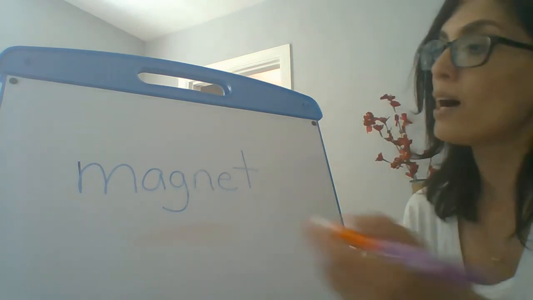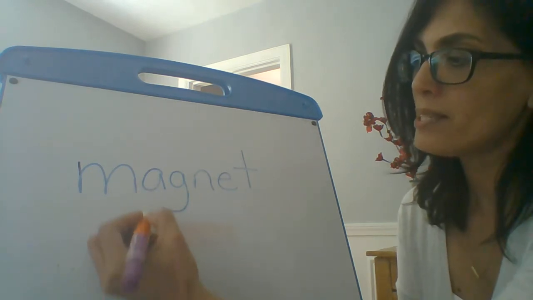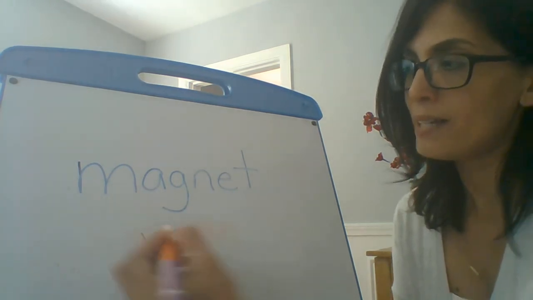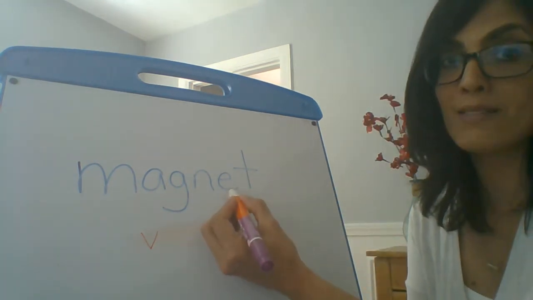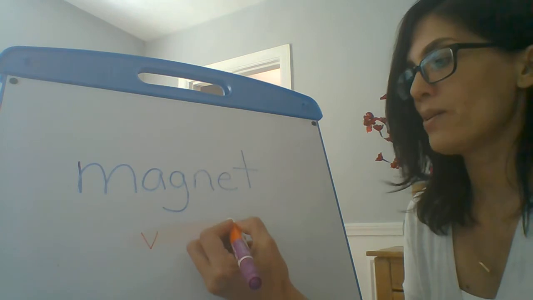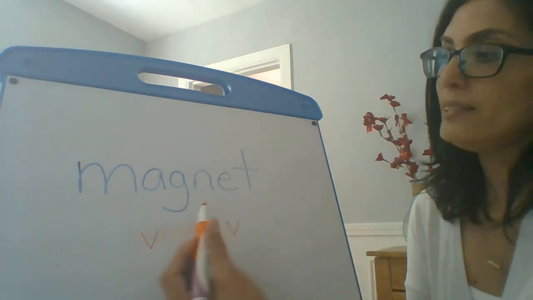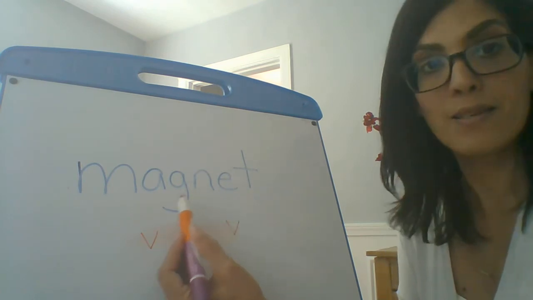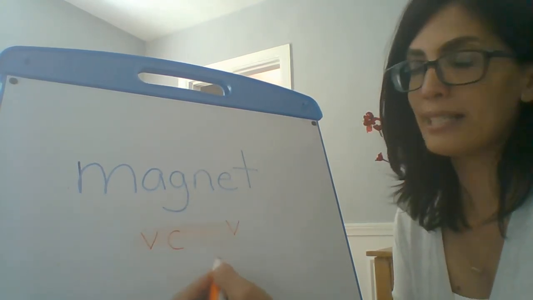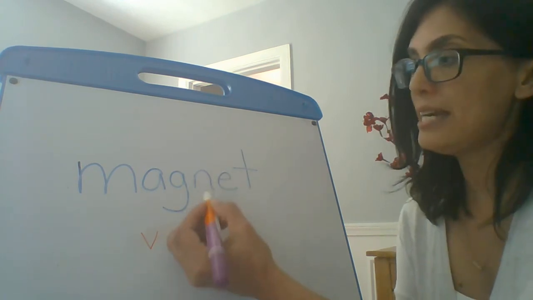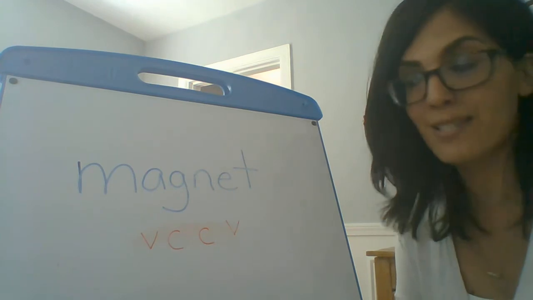So let me find my vowels. Oh, look, here's my vowel A. Right underneath the A, I'm going to write a V for vowel. And now my next vowel is an E. So I'm going to go ahead and label that with another V for vowel. Now look, I have two consonants between my vowels. G is a consonant, so I'm going to label it C for consonant, and N is a consonant, and I'm going to label it C for consonant.